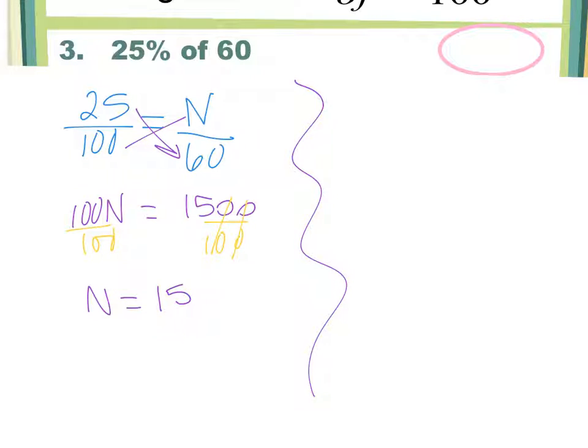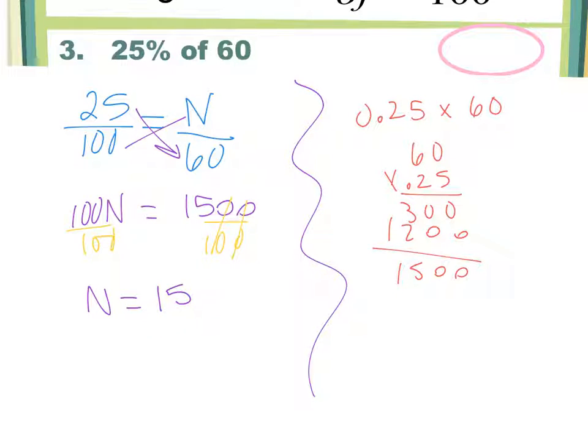Equation way, pretty straightforward. 25% of 60 means you're taking 0.25 times 60. Do the multiplication. Remember your rules, add 2 decimal places, and you also get n is 15. That means that if you take 25% of 60, you're going to have 15. 15 is the part, 60 is the whole.